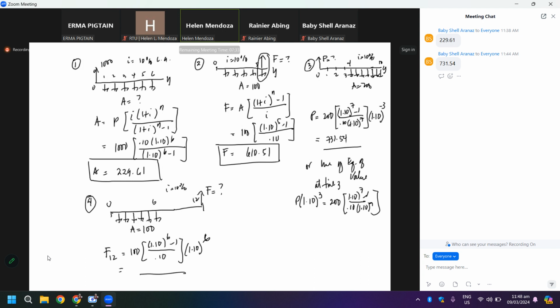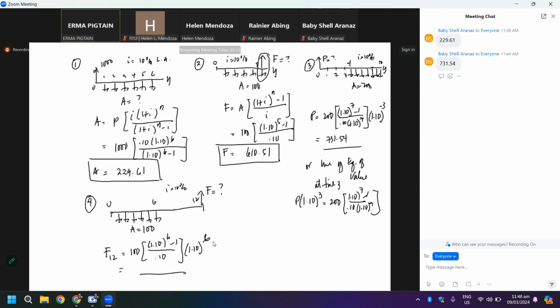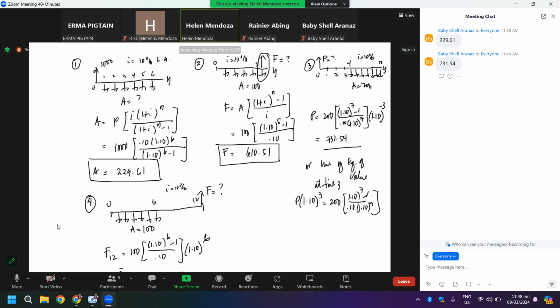So, wala na po tayong tanong. Naintindihan ba siya? Ma'am, raised to negative 6 yung itong 1.10? Hindi po, positive 6. Positive po. Kasi po, papunta ka sa kanan, positive. Pag papunta ka po sa kaliwa, negative. Okay, ma'am. Noted, ma'am. So, okay na po tayo doon. Yes. So, ano pong mangyayari kung ganito?